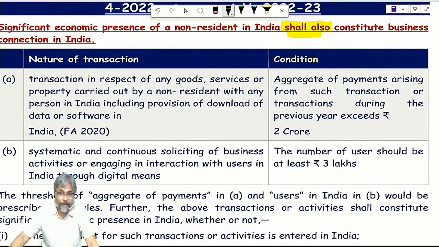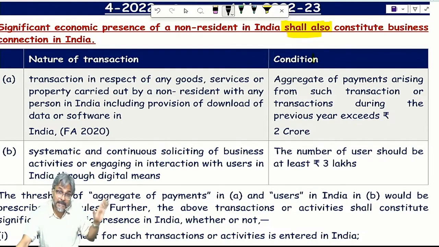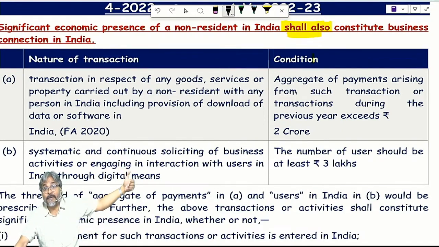So that highlight, did you see where I have highlighted? Shall also constitute. Shall also. That is the reason why I told you, no? This concept is not introduced to override. Override what? The physical presence criteria. This is over and above. So if there is no physical presence, then check out whether a significant economic presence is there in India or not. And if there is, then in that case, this will give rise to a business connection in India.